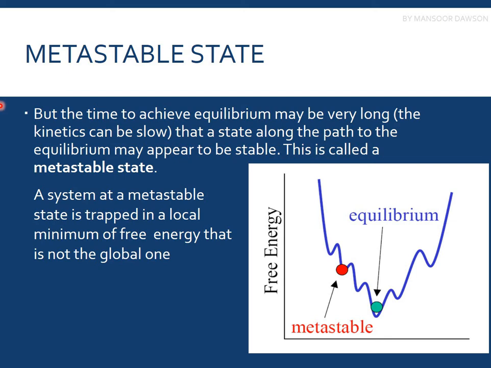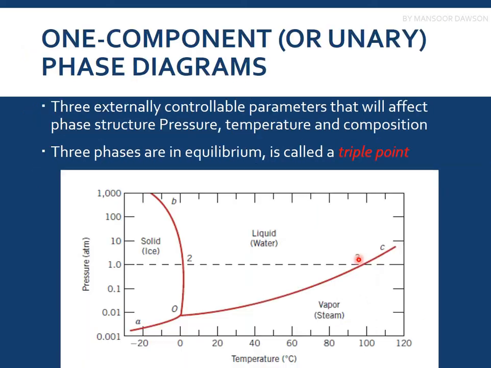But the time to achieve equilibrium may be very long. If we want to achieve equilibrium, it will take a lot of time, and the kinetics will also be slow. So a stage along the path to equilibrium may appear to be stable. This is called metastability. It is a state trapped in a local minimum of free energy, which is not the global one. We'll be discussing this more in the later slides.